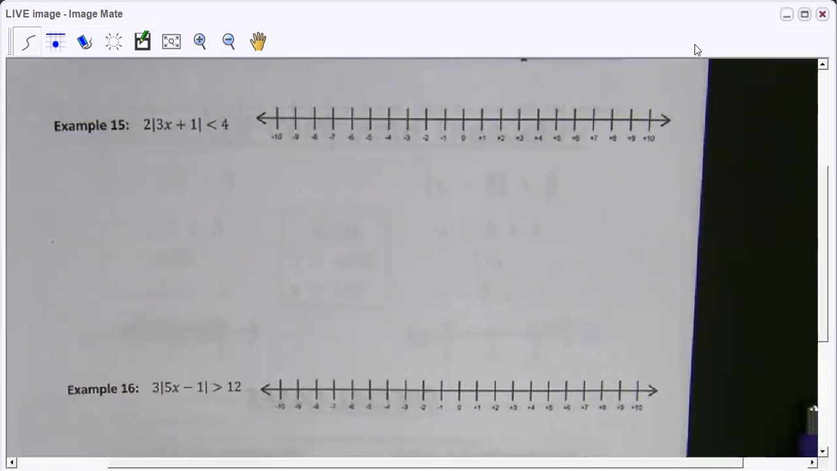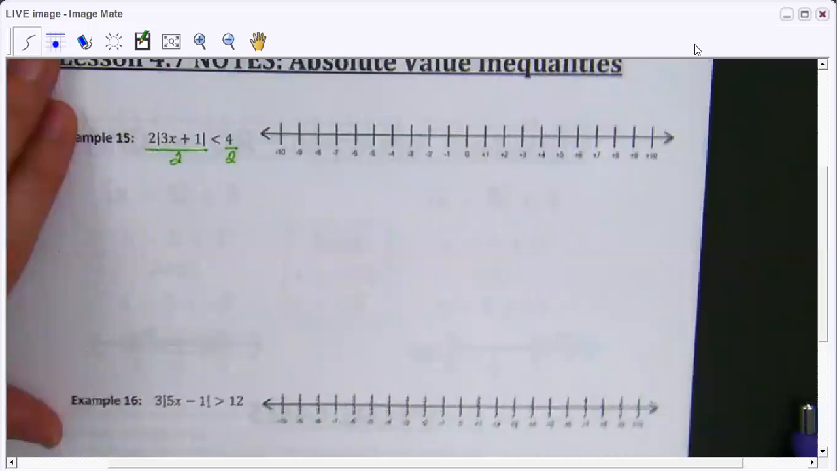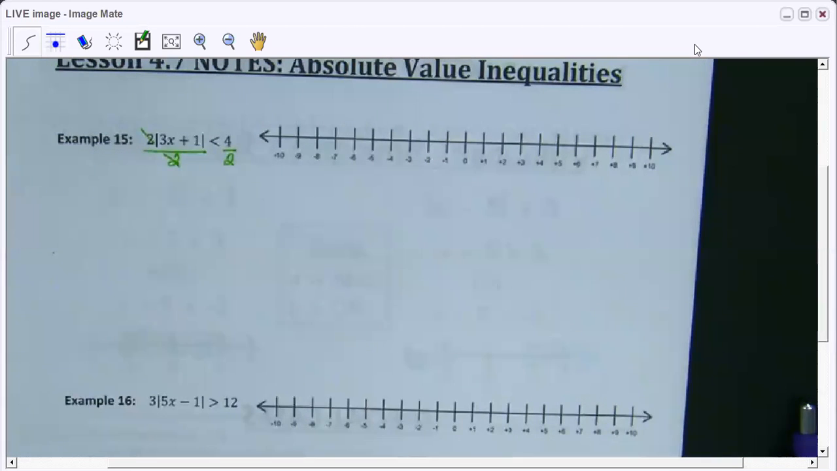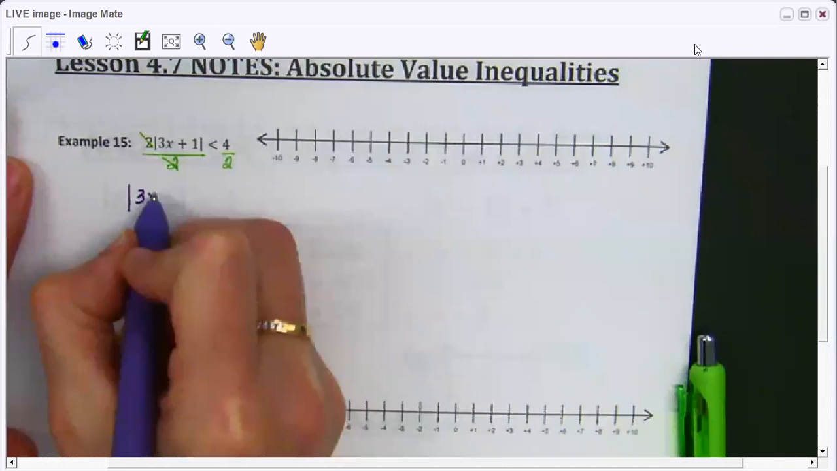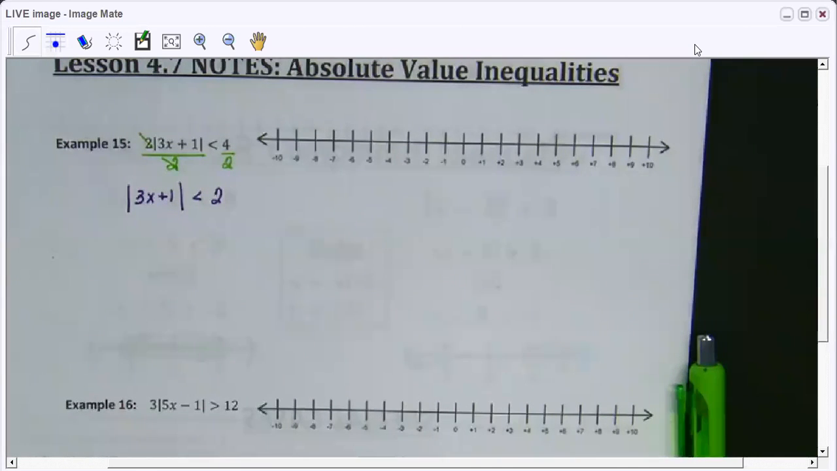Instead, we will be dividing both sides by that 2. So that looks like this. Just going to divide this side by 2 and that side by 2. When we do that, these 2's cancel out, and we now have the absolute value of 3x plus 1 is less than 2. When you are dealing with absolute value inequalities, just like absolute value equations, you always want to get rid of everything that is around the absolute value symbol before you start solving what's inside the absolute value. So get rid of everything on the outside first.